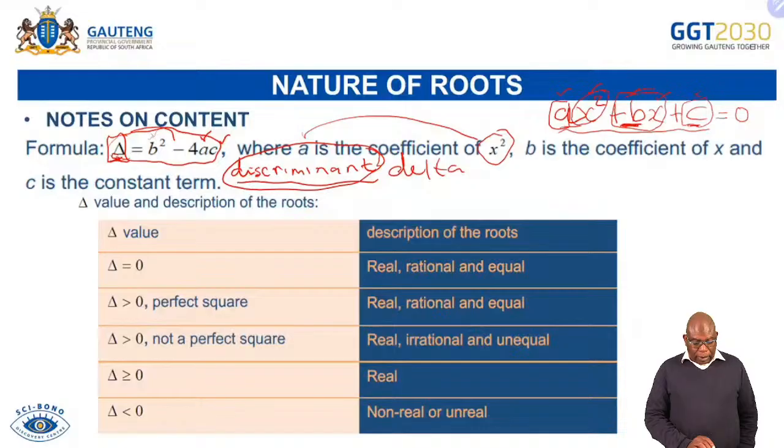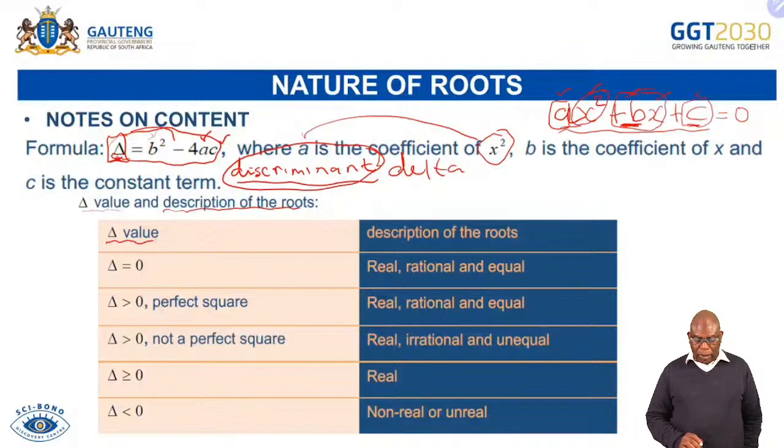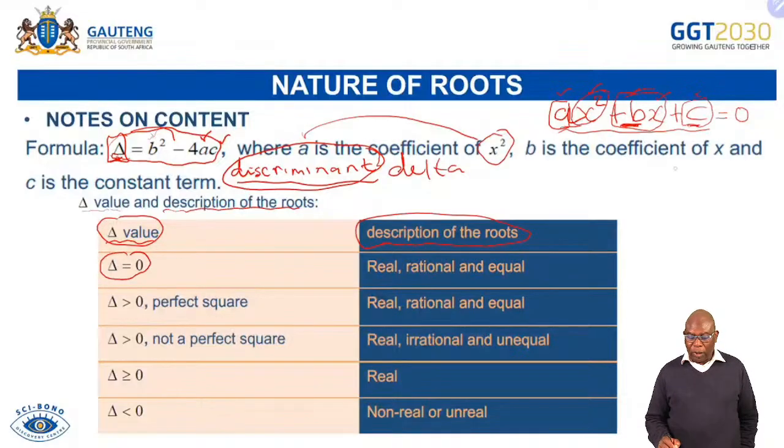Now, look at this: the value of delta and the description of the roots. This is the table, a very important table that you must learn. If you know this table, there will not be any problem in terms of this question. Now look at this, the delta value here and the description of the roots. So let's look. When delta is equal to 0, in other words, what I get inside the square root is equal to 0, therefore the type of roots that we're going to have will be real, it will be rational, it will be equal.